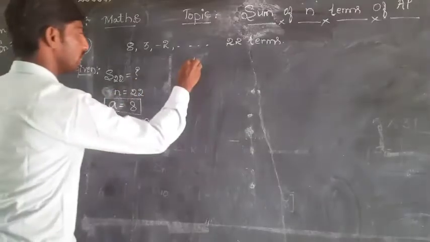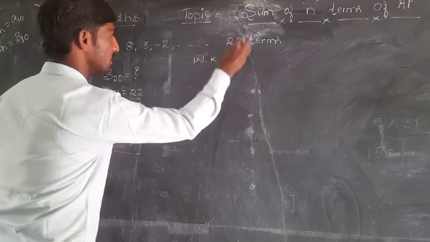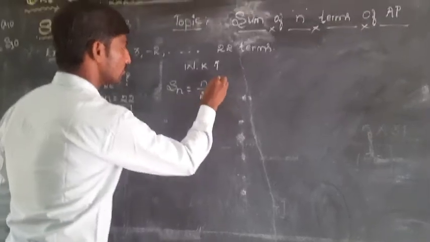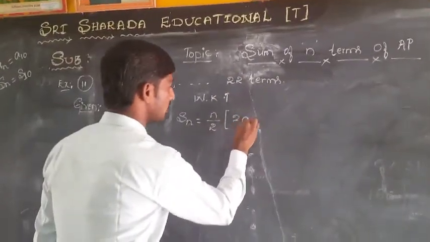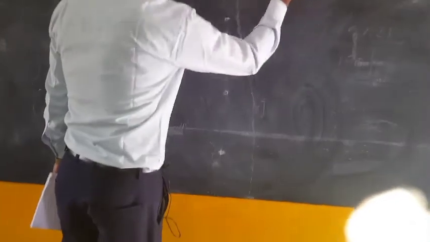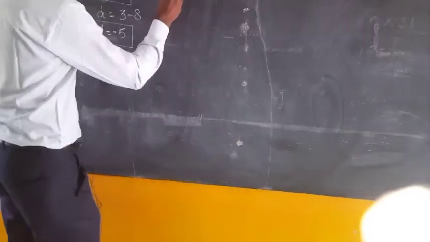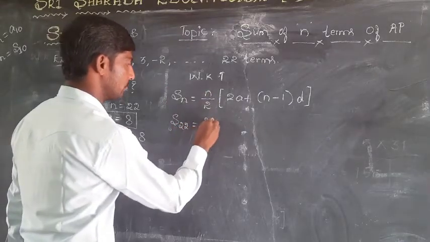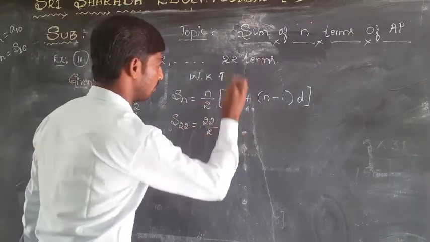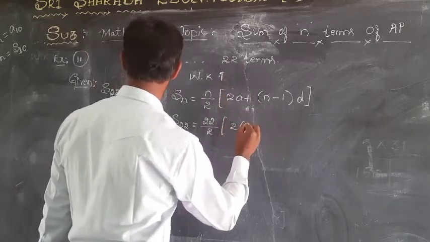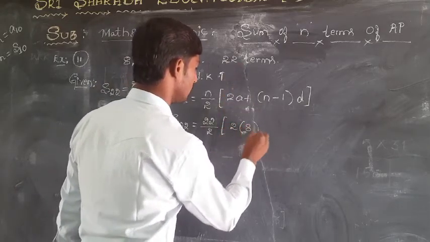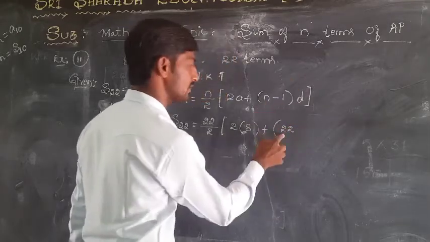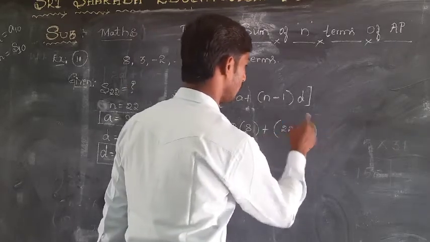So we know that we have one formula with us, the familiar formula: Sn is equal to n over 2 of 2a plus n minus 1 of d. So that is Sn, meaning S22 is equal to n value is 22 over 2 of 2 of a value, which is 8, plus n value. They ask to find the sum of 22 terms, therefore n value is 22, minus 1 of d.